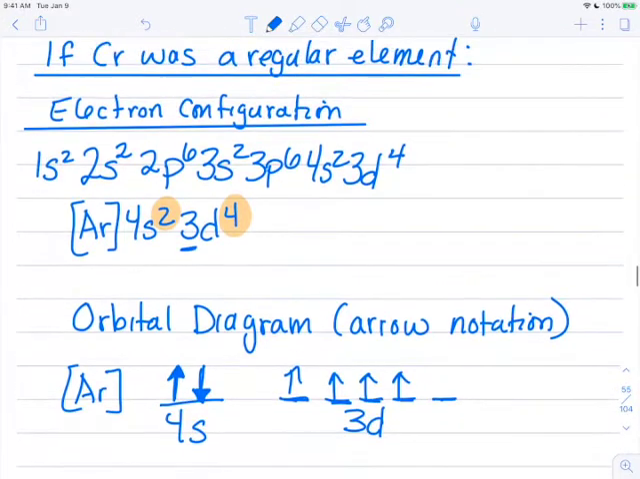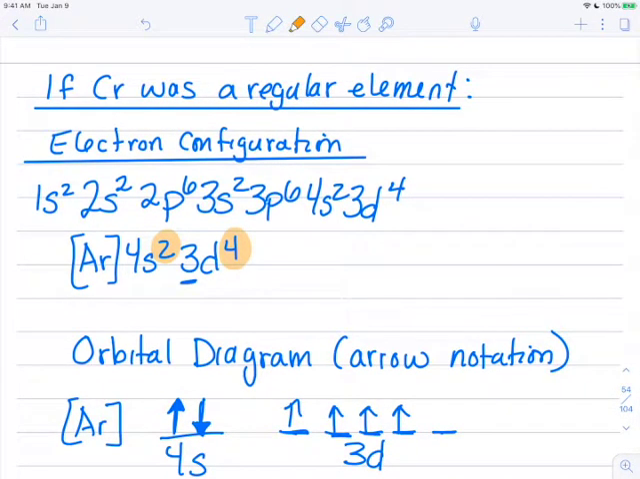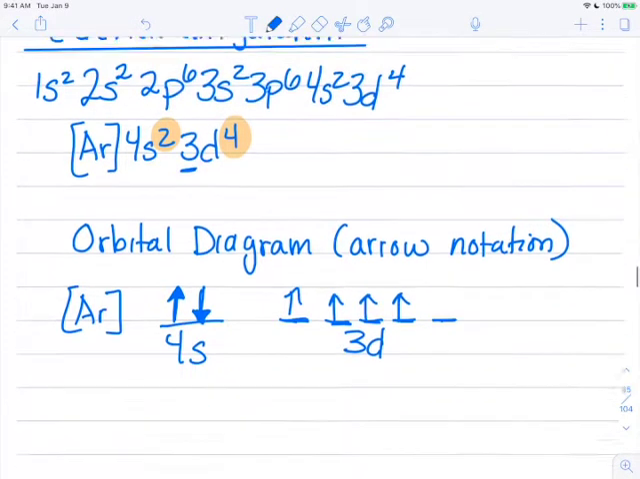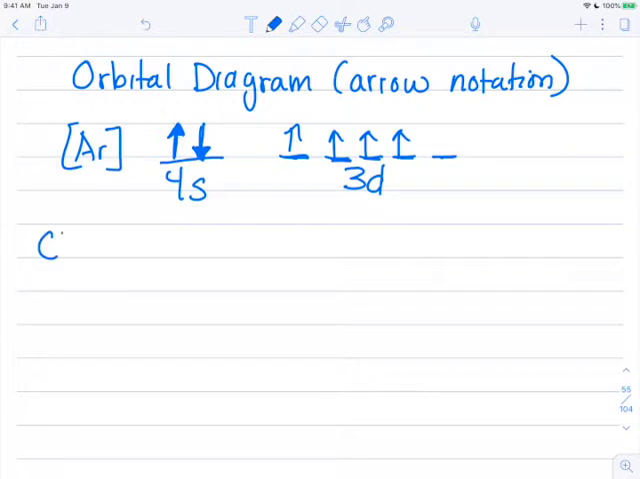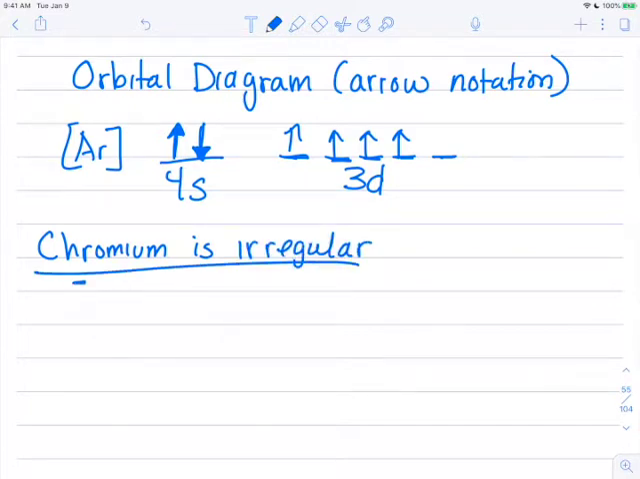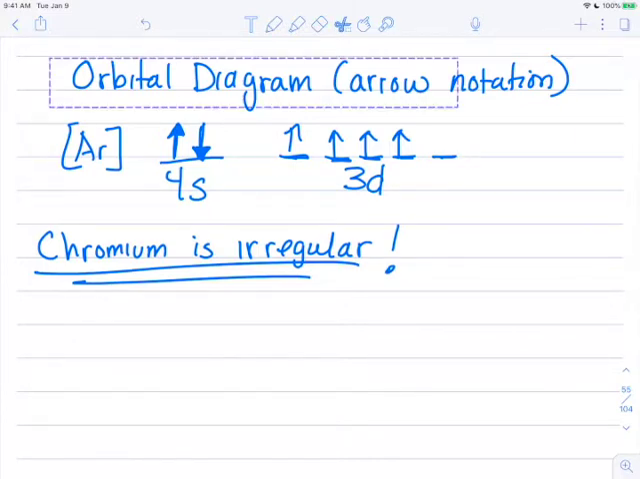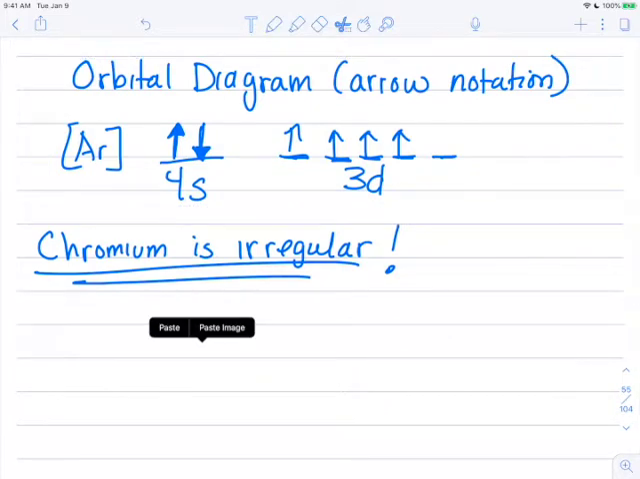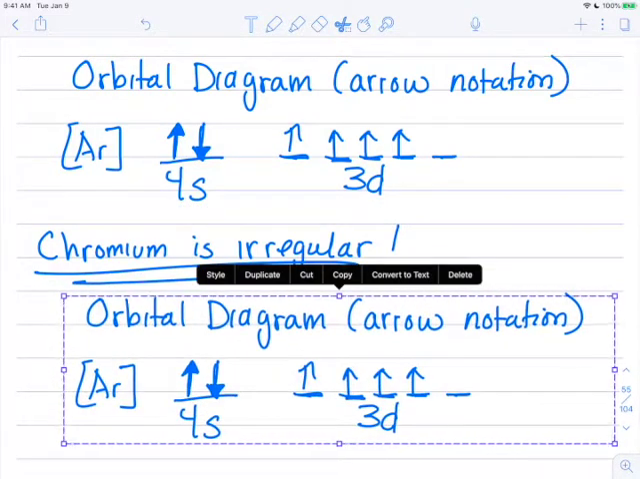Okay, so all of this was if it was a regular element. But the fact is, chromium is not regular. Chromium dances to the beat of its own drummer, and I want to show you why. All right, so I'm going to take its orbital diagram, and we're going to modify it a little bit.